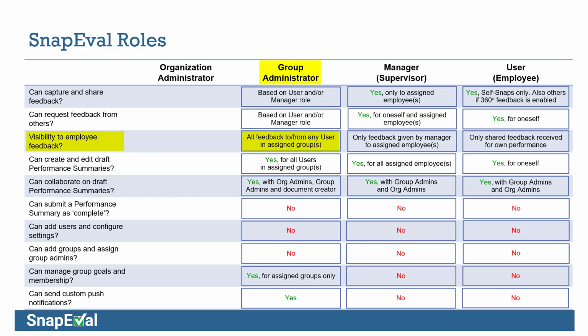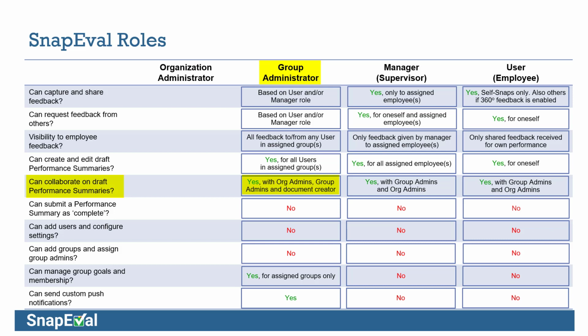The most important of which is that they can now see feedback for the employees that are in their assigned group or groups. They can see all of the feedback that the employees in their group or groups have received, as well as all the feedback that those employees have given. So they have much more visibility, but again, just within the confines of their own particular group. They can also edit and create performance summaries for anybody who's a member of one or more of their groups. And of course, as we've already talked about, they can collaborate with others on performance summaries.